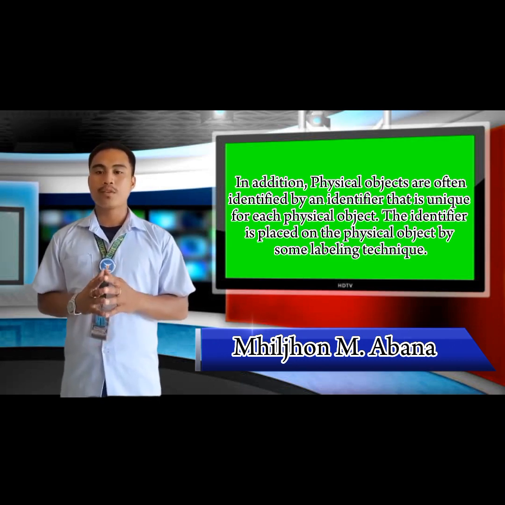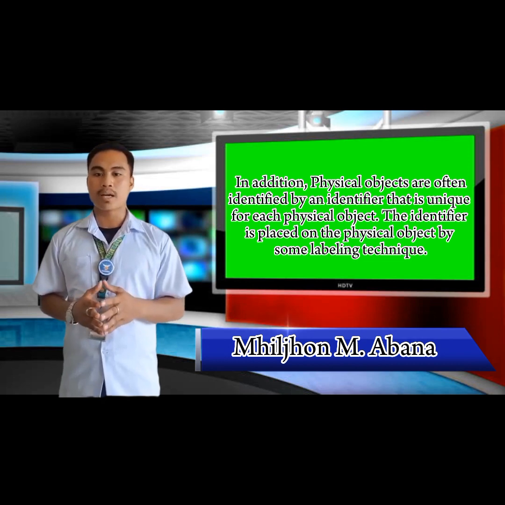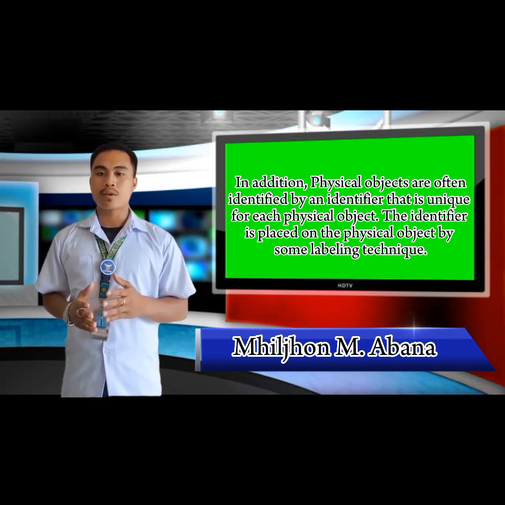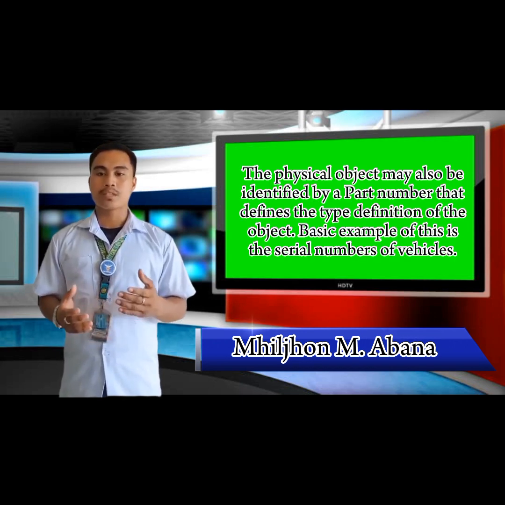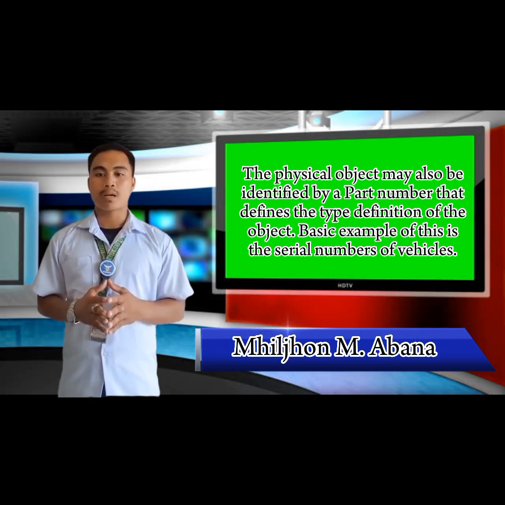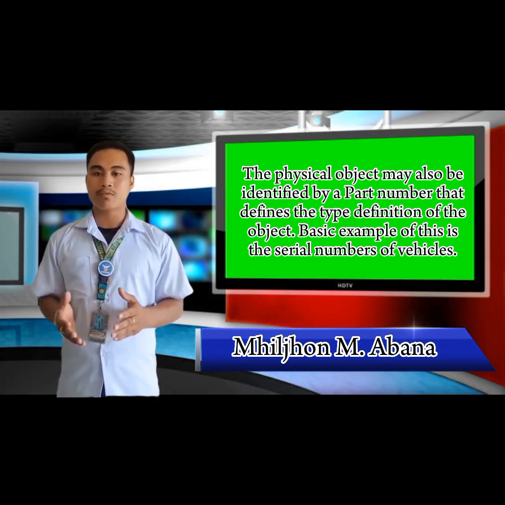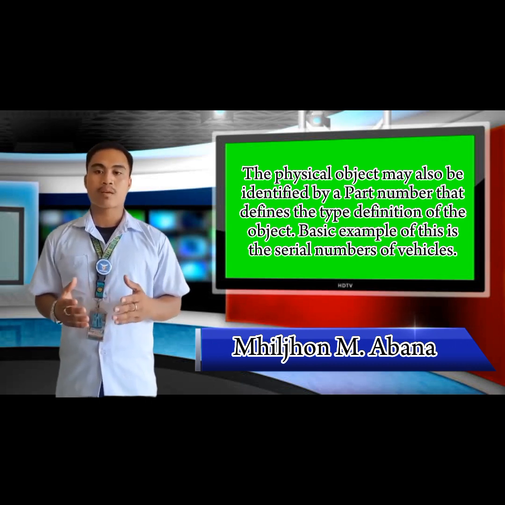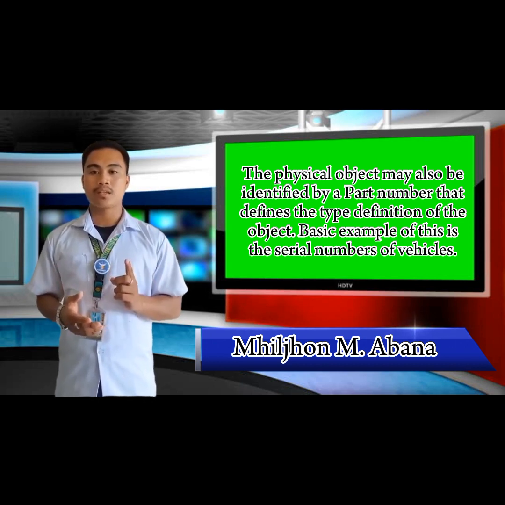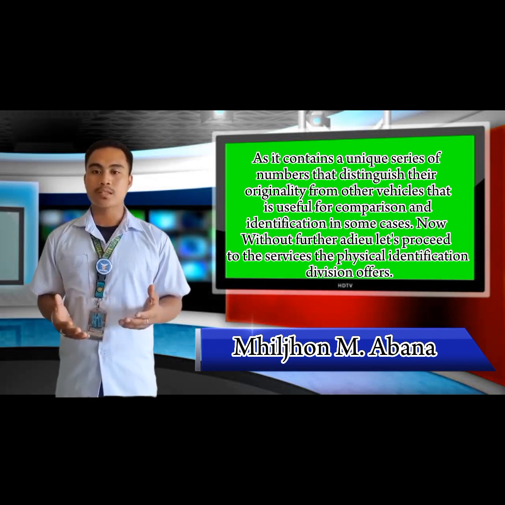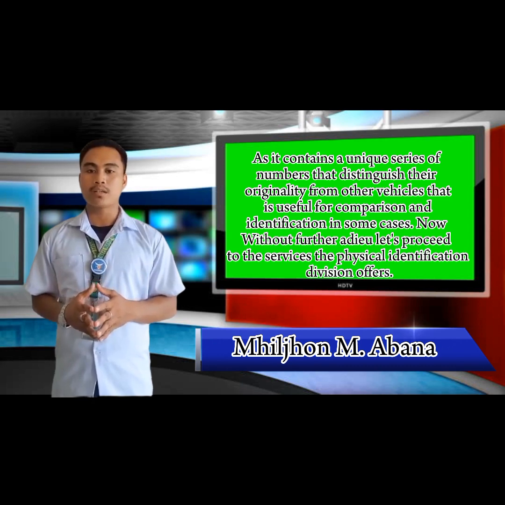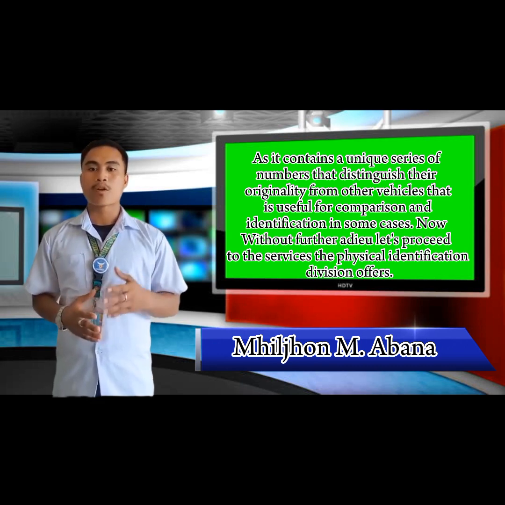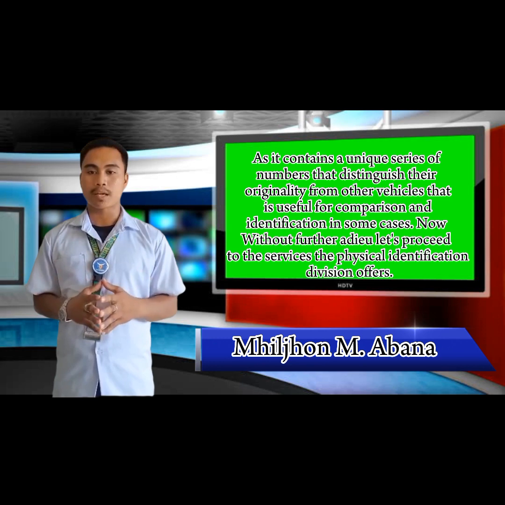In addition, physical objects are often identified by an identifier that is unique to each physical object. The identifier is placed on a physical object by some labeling technique. The physical object may also be identified by a part number that defines the type of the object. A basic example of this is the serial number of vehicles, as it contains a series of numbers that distinguish their originality from other vehicles, which is useful for comparison and identification in some cases.